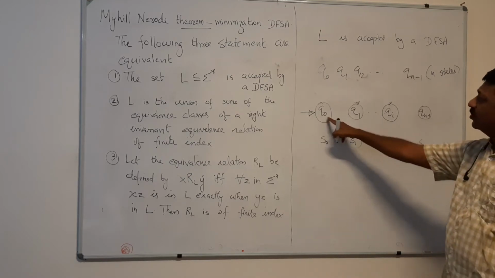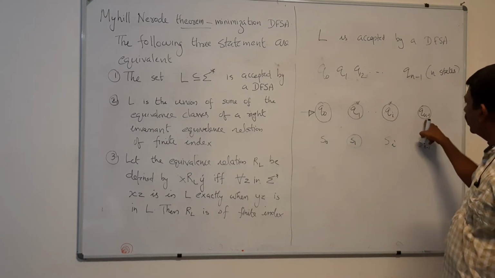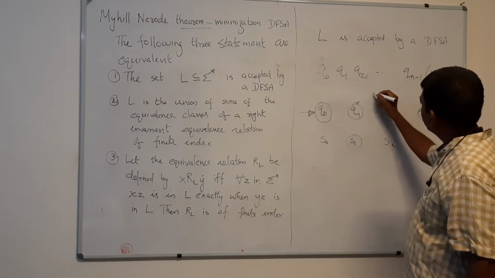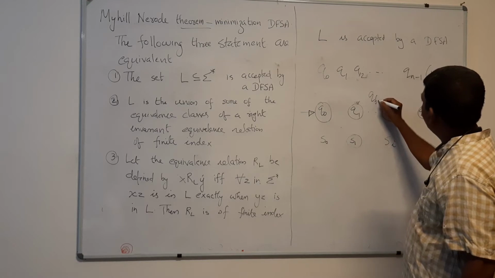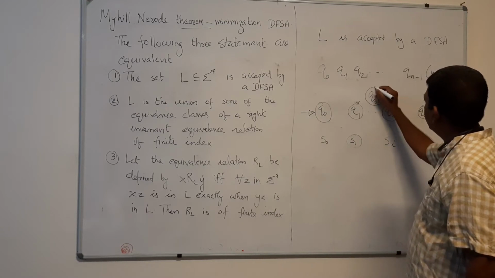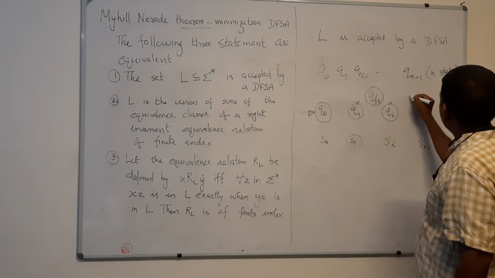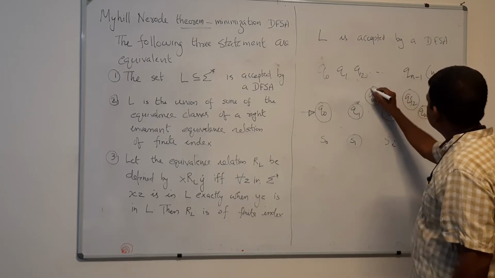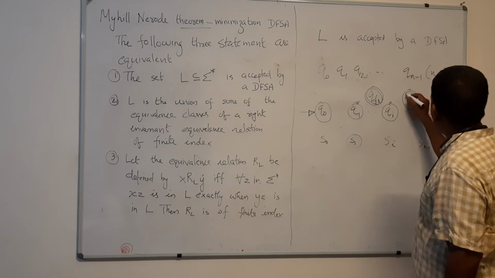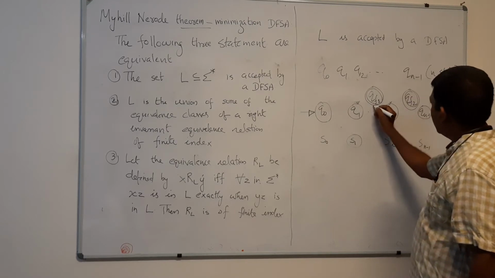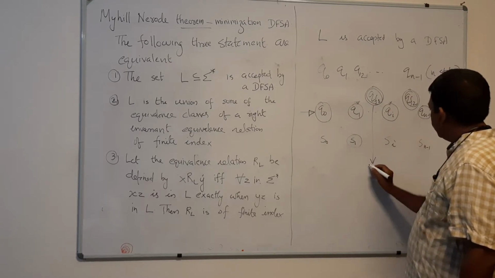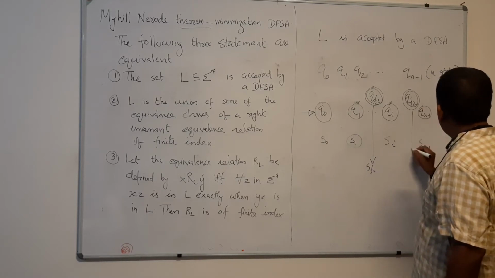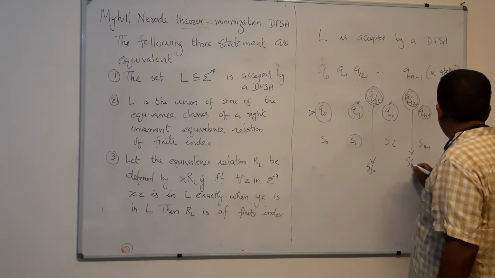Suppose that among the states q0, q1, etc., up to qn minus 1, you have a final state, say qf1, and another final state represented by qf2. These are final states. The equivalence class belonging to the first is sf1, and the equivalence class for the second is sf2.